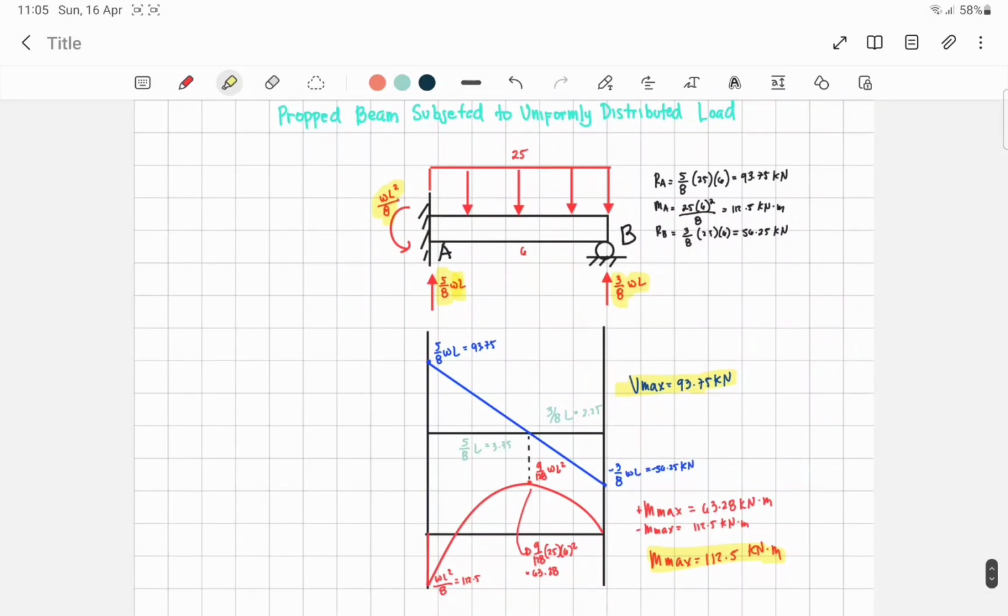For this formulas for common loadings, nakuha natin yung maximum shear and moment using this formula and the concept of the deflection method. So ayan, I hope na may natutunan kayo sa example na to. So for the next part of the video naman, I will discuss more problems regarding propped beams. Okay, so abangan niyo yan and thank you for listening.